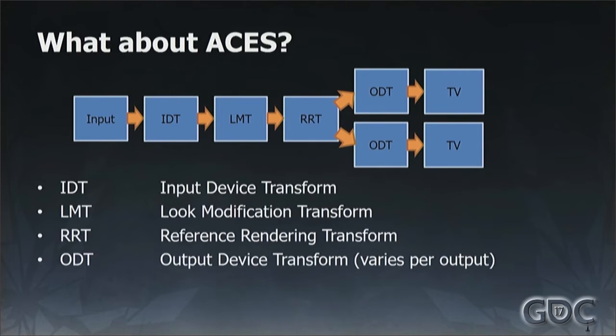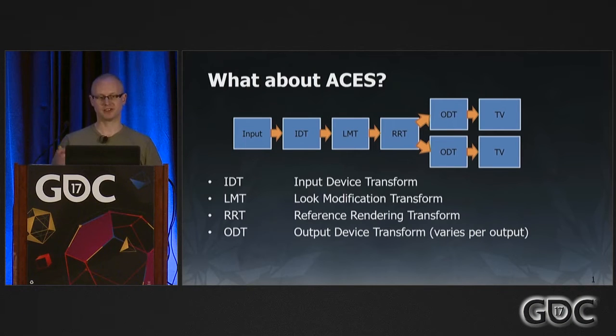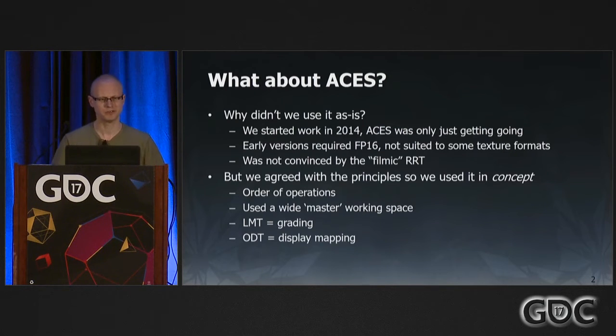The input device transform ensures everything's in the same working space. The look modification transform is where you apply your look. The reference rendering transform is a standardized Filmic S-curve, and then your output device transform, of which there is one per output TV or broadcast standard, and it varies per TV or broadcast standard. Seems very similar. So why didn't we use it?